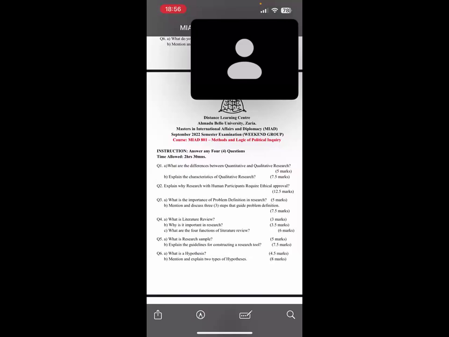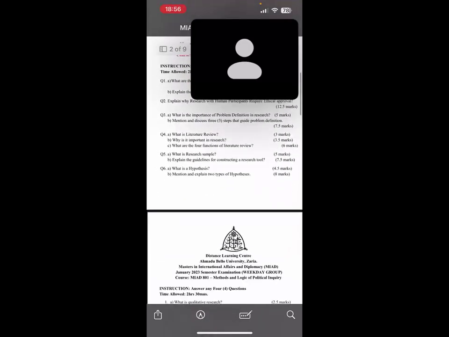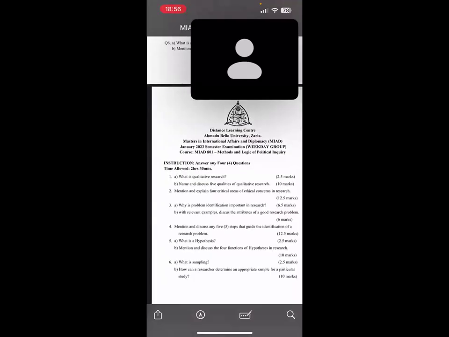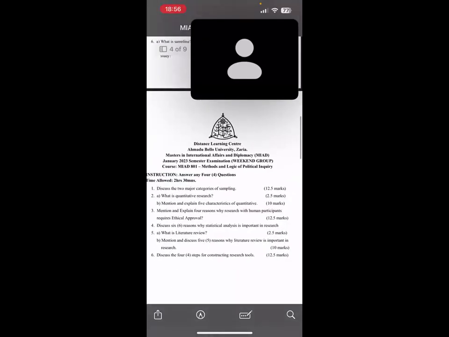Question 5. What is question 5 saying? What is research sample? That's not what we just discussed now. Is research design talking about? There is none here. Okay, 5. Research sample. It's not the same thing. There's no research design. Research sample is what we just did now. So we are talking about research design. There's none. That is none. Okay. What about here?